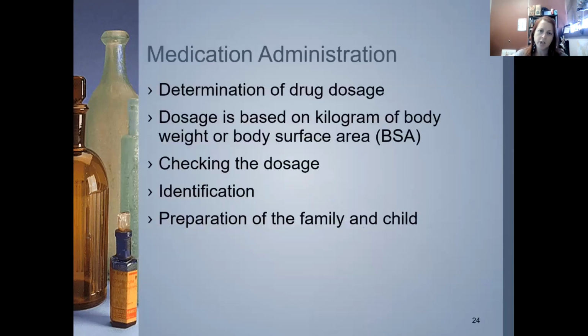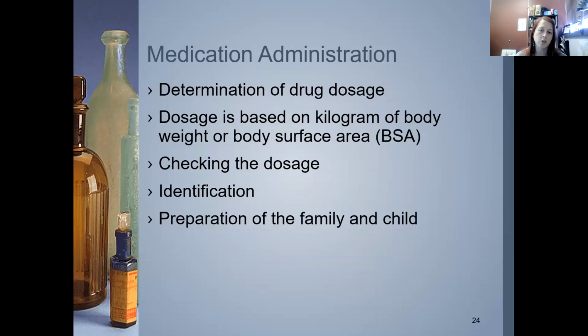Remember, with your med administration, drug dosage is usually weight-based dosing for a pediatric patient. There are some reasons that we use body surface area for drug dosing, more specifically with your chemotherapy medication. Those are going to be body surface area sometimes. Make sure that you're double checking your medication, your ID band has been checked appropriately, whether that's independently checked by the nurse or with the parent or the child, depending on the child's age. And then preparation for the child and the family needs to be considered.